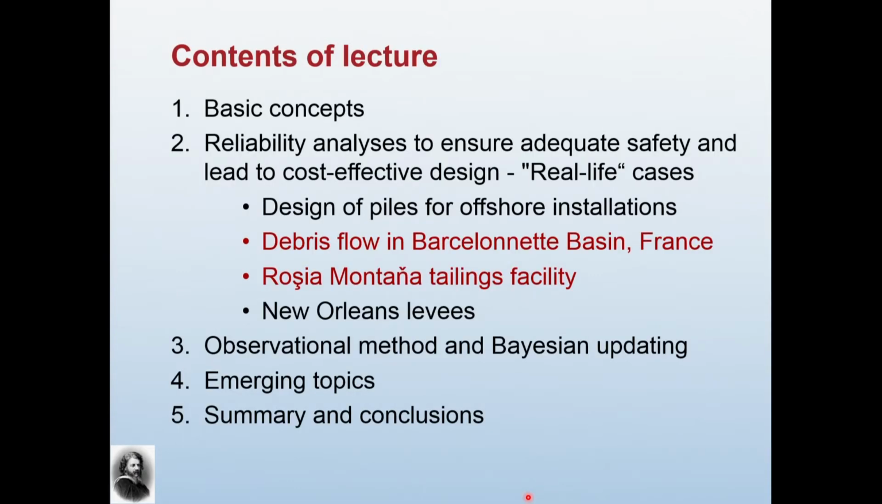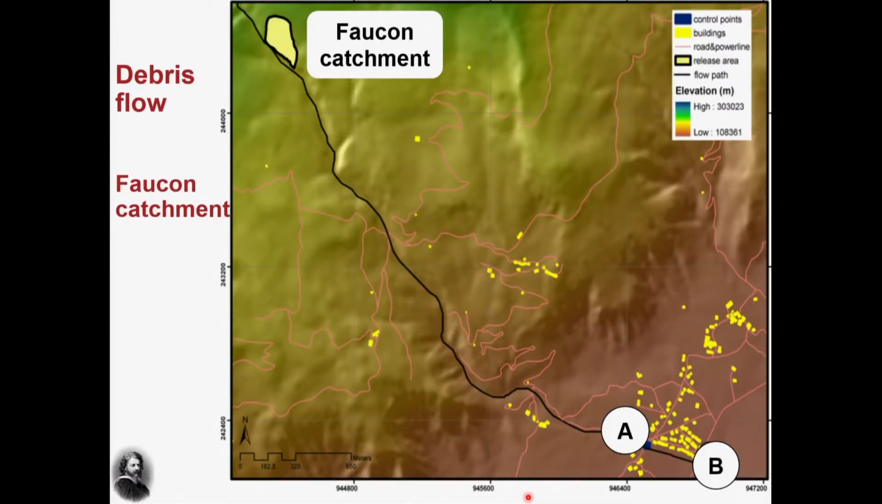I'm going to quickly go through the debris flow in Barcelonnette Basin in France. I think it's just a few slides, and then go to the dams facility. And this is in the area in Barcelonnette, the Faucon catchment. You can't read the scale at the right, but I can have it here. It's a very steep area.